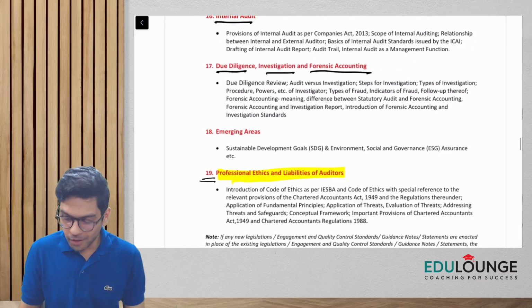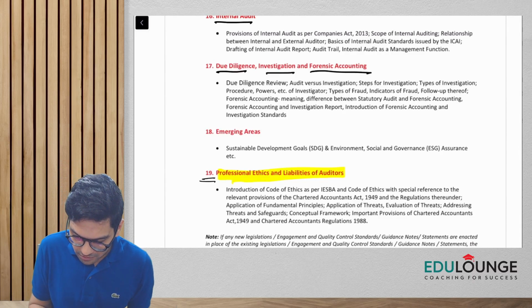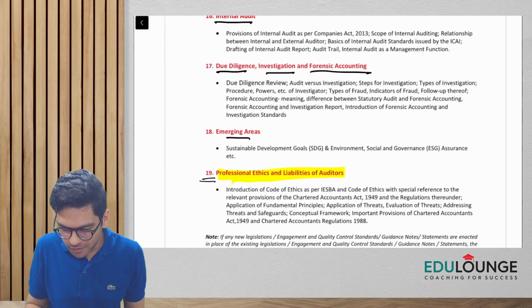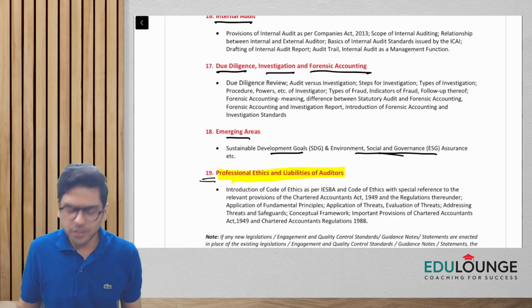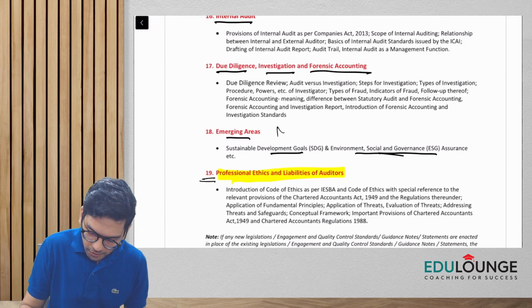And one more topic which is totally new is this emerging areas, where we are going to learn about sustainable development goals, social, environmental, social governance, etc. So this is totally new.